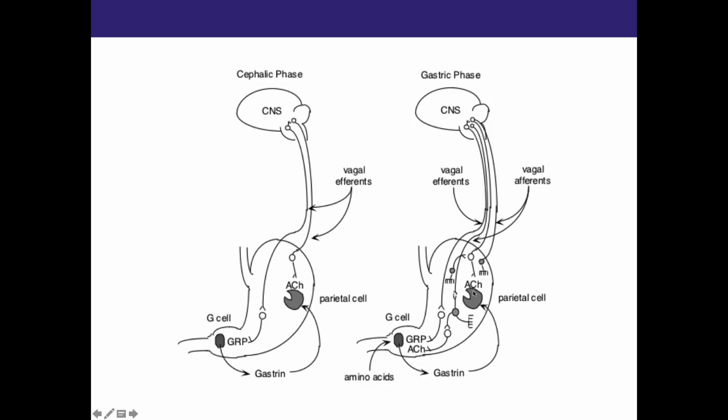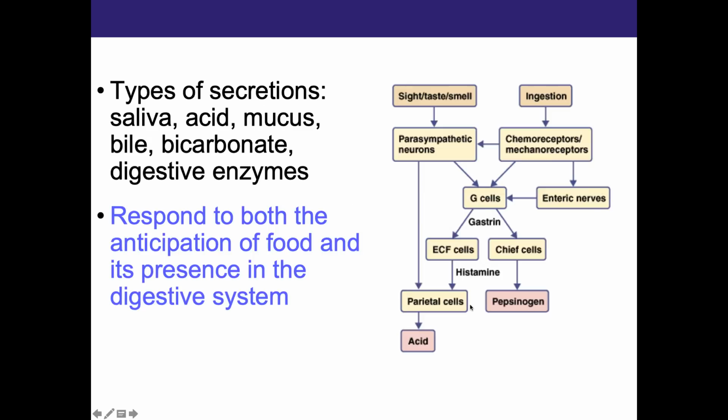So go back to this one. Again, this would be the cephalic phase. This is the gastric phase. There are a number of different mechanisms that cause G cells to release gastrin. Now the enterochromaffin-like cells come on board and secrete histamine, and then you get the maximum amount of hydrochloric acid.